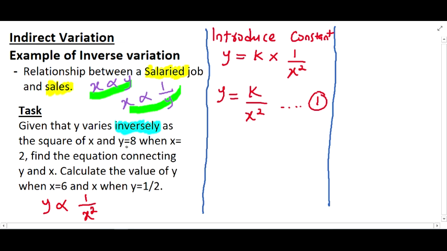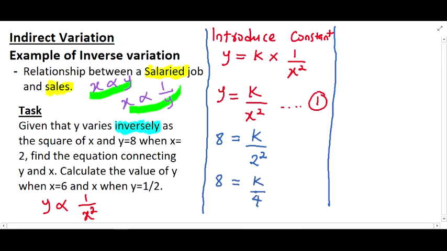At this point it says y is 8 when x is 2. So let's substitute 8 for y. We don't know what k is, and x is 2. So 2 raised to the power 2 because it's squared. Now I hope you know where this 2 is coming from. It's coming from this general equation. So 8 equal to k over 4.